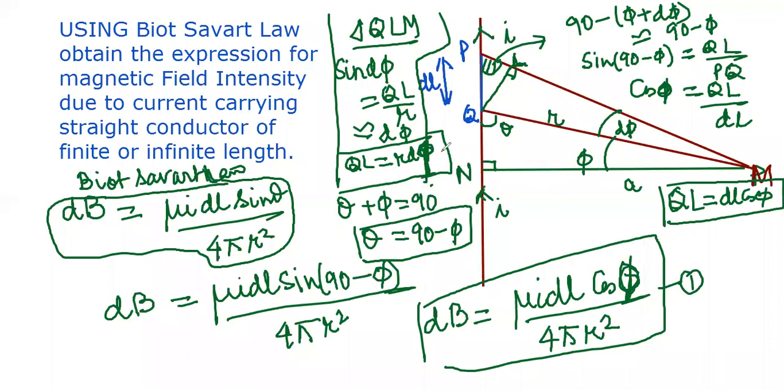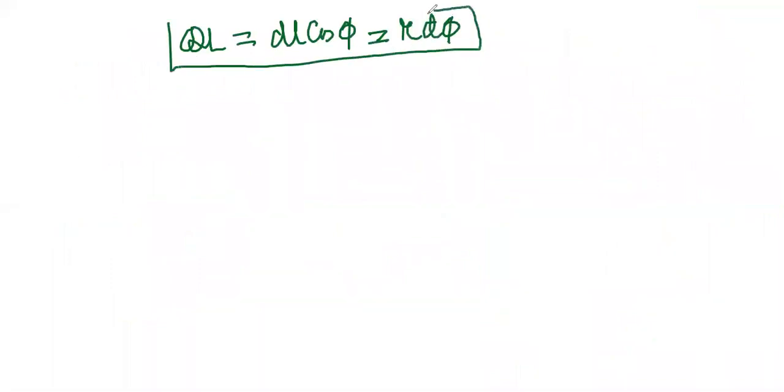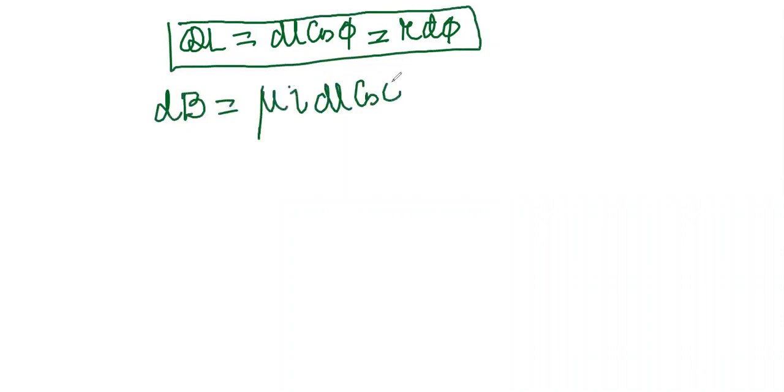Now I equate this one and this one. Let me equate in the next page. We have already got QL equals DL cos phi, and we have also got QL equals R d phi. So if I use this and replace it in the Biot-Savart equation which we have got, that is mu I dl cos phi divided by 4 pi r square.